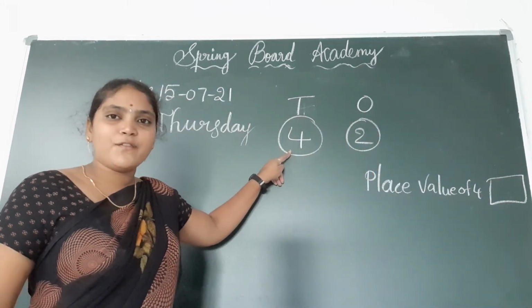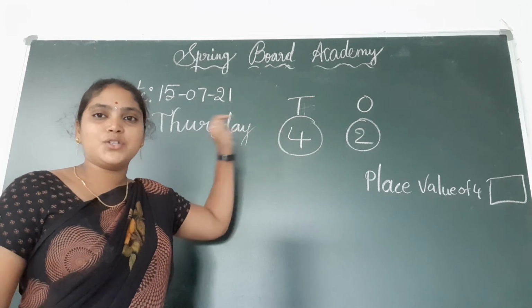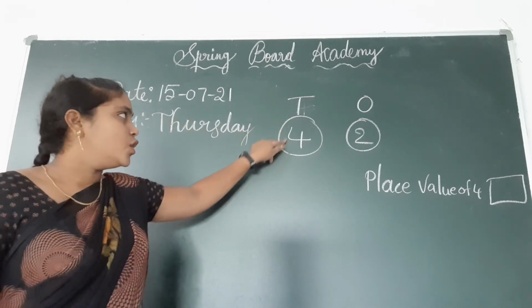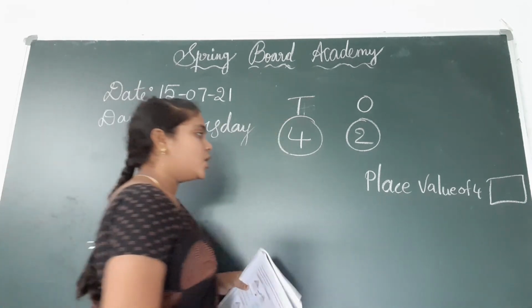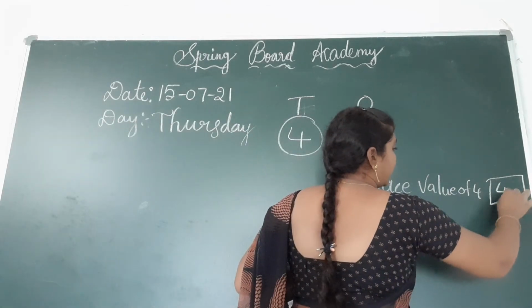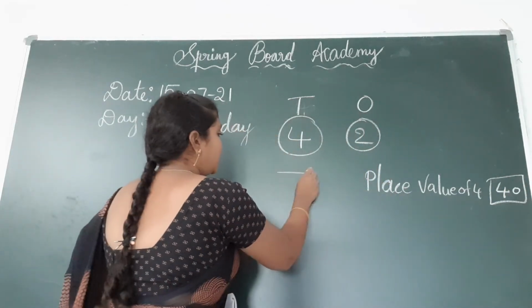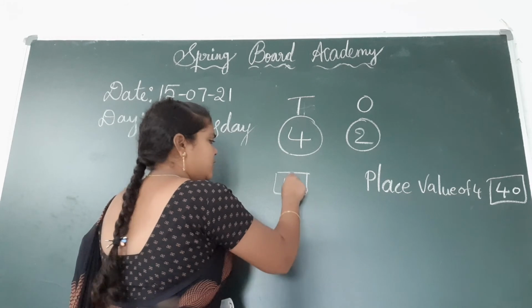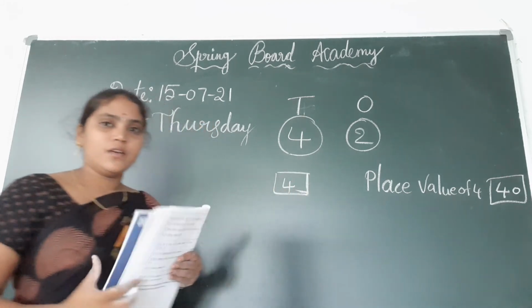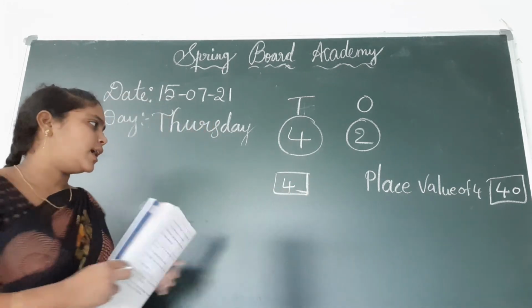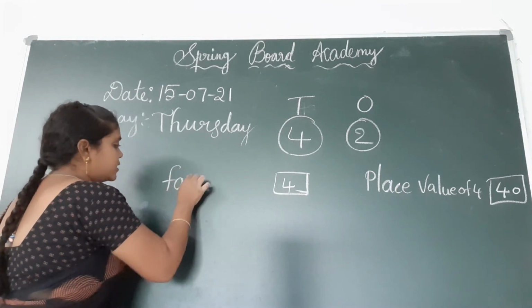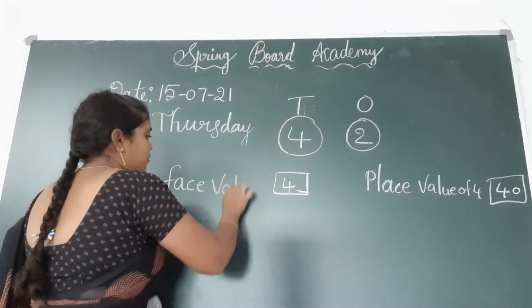So where is the number 4 here? Here 4 is in the tens place. Am I correct, children? 4 is in the tens place. So the place value of 4 is 40. Okay, but its face value is 4. Wherever the number is, the face value is the same. We have to write the same. Okay, this is face value.